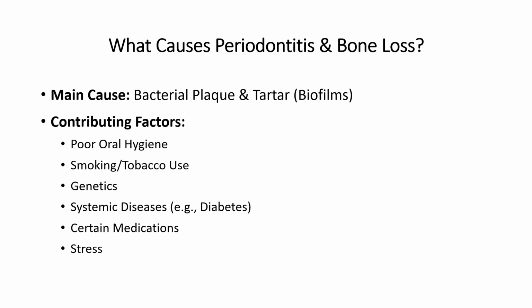While these biofilms are the direct cause, several factors can contribute to their growth and make you more susceptible to periodontitis. These include poor oral hygiene, smoking or tobacco use, which significantly worsen the disease, genetics, systemic health conditions like diabetes, certain medications, and even stress. It's a combination of these factors that determines how the disease progresses.